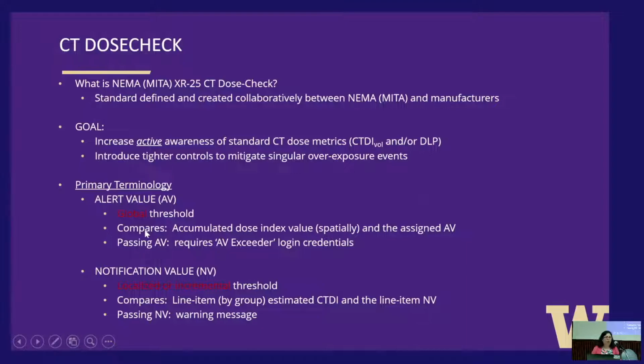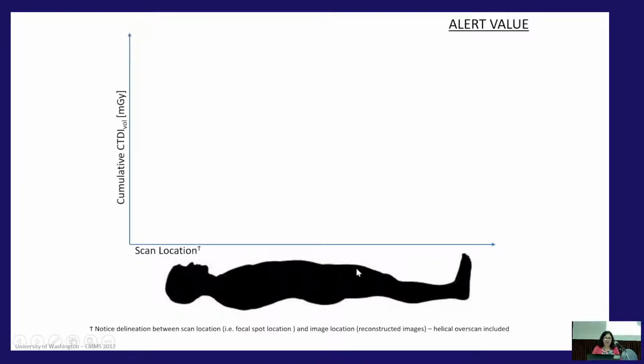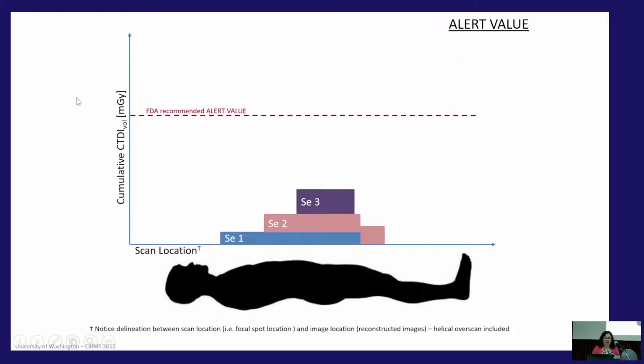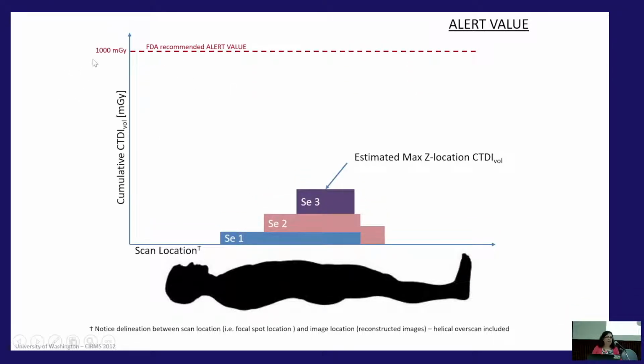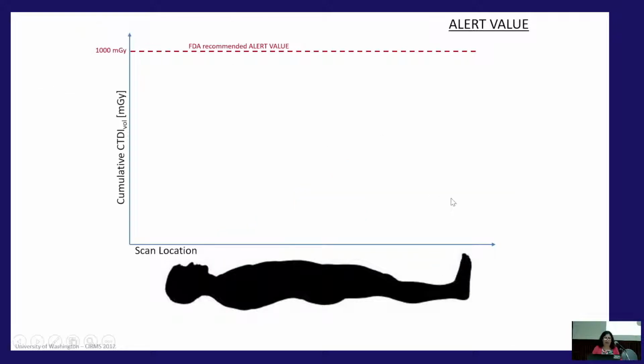And then there's a global value, which by FDA standards in America is 1 gray on all scanners, but you can reduce that if you want on the scanner as well. So for the alert value, you do one series, you do a second series, you do a third series. The FDA recommended alert value is 1000 milligray. And even though you're doing many overlapping parts of the patient, you haven't reached that value yet, but that could potentially happen. So that's what that big global value is.